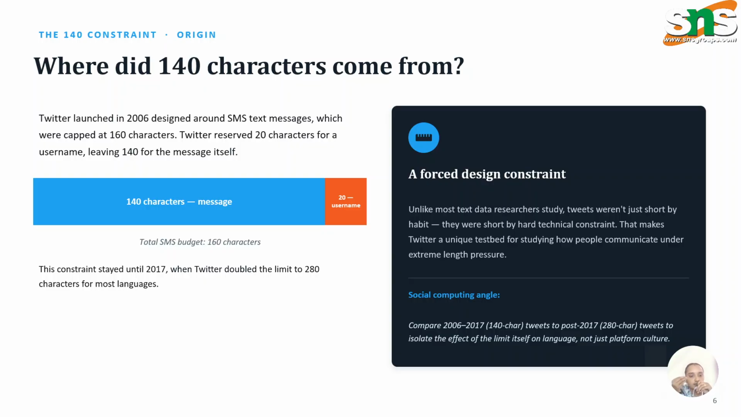So this constraint stayed until 2017, when Twitter doubled the limit to 280 characters for most languages. So it was a forced design constraint, unlike most text data. Studied tweets weren't just short by habit; they were short by a hard technical constraint. In this social computing angle, comparing 2006 to 2017 tweets isolates the effect of the limit itself on the language, not just platform culture.